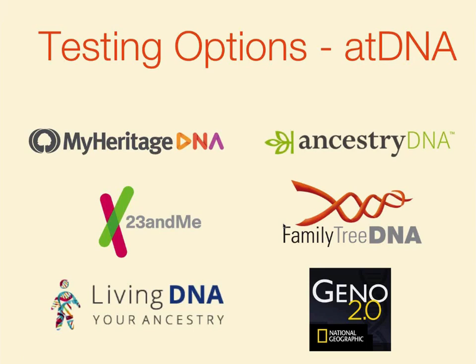All right, so just quickly in the last few minutes that we have, the testing options for autosomal DNA: there's really 5, maybe 6 if you want to count the National Geographic test. The main players are here: MyHeritage, Ancestry, 23andMe, Family Tree DNA, and Living DNA, sort of the newest entrant into the market. Normal retail for these tests is about $75 to $100, and you'll sometimes see specials and sales where you can get them around $60 to $80.